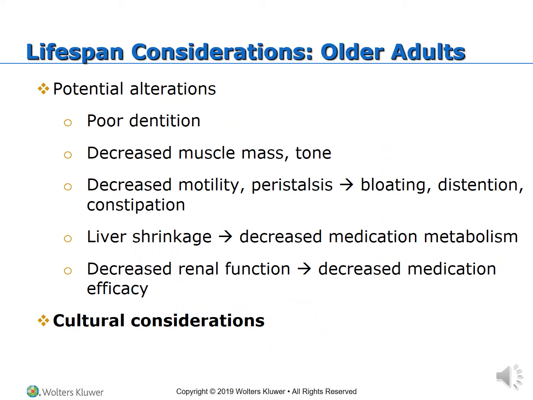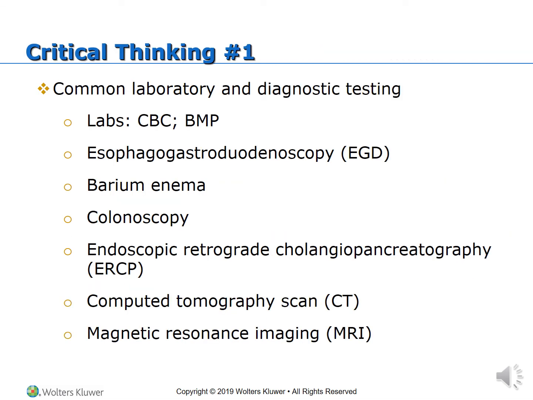Considerations for the older adult are listed here. A few I've already mentioned. Processes just tend to slow down and decrease in function, and organs tend to shrink. A complete blood count may be useful in assessing for anemia and infection. Comprehensive panel gives you insight into the patient's blood glucose level, which is a function of the pancreas, electrolytes, kidney function, liver function tests.